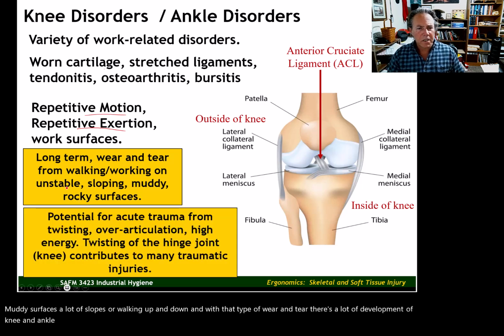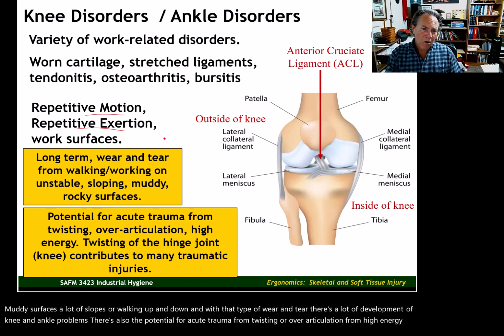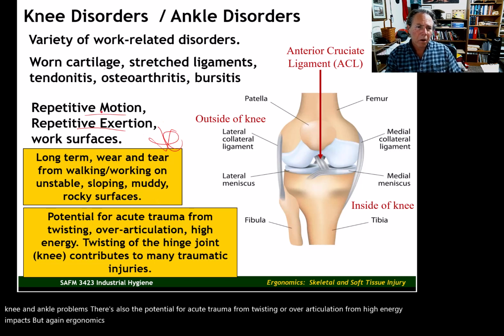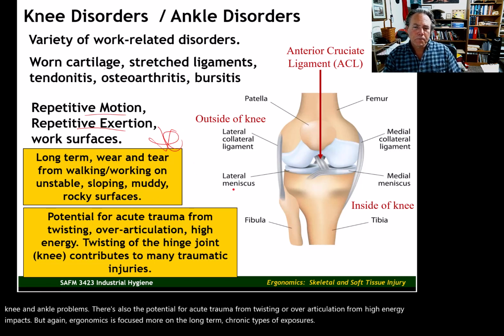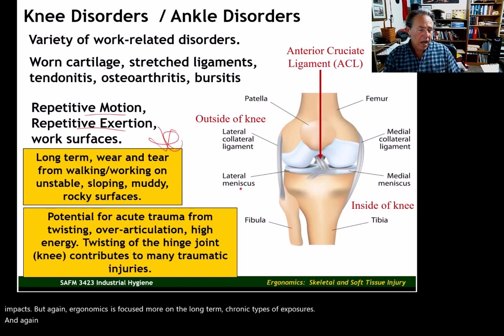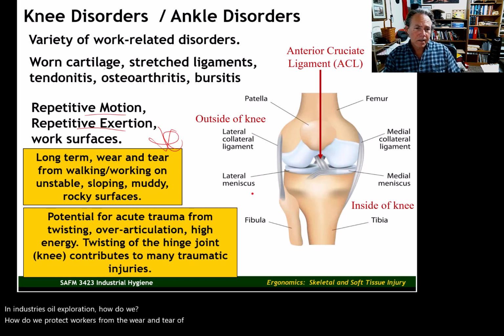There's also the potential for acute trauma from twisting or over articulation from high energy impacts. But again, ergonomics is focused more on the long-term chronic types of exposures. And again, that's still a challenge to me. How do we, in industries like construction and oil exploration, protect workers from the wear and tear of their jobs? How do we make it easier on their bodies?